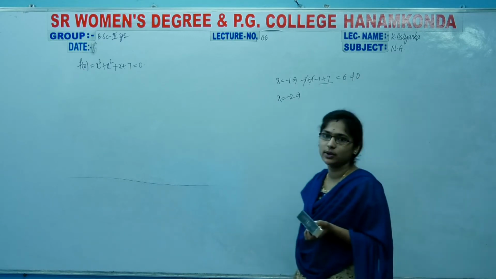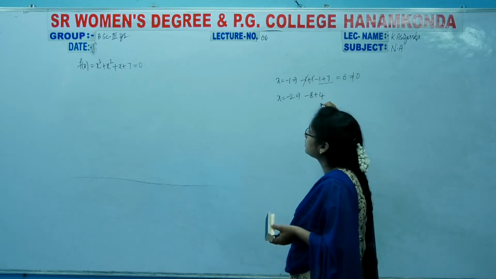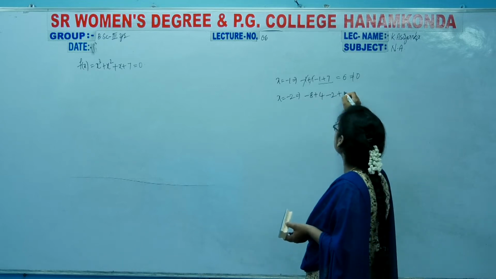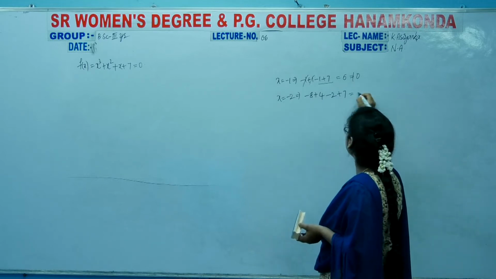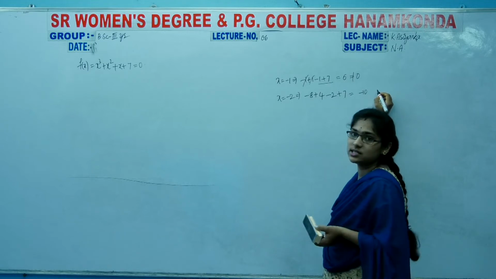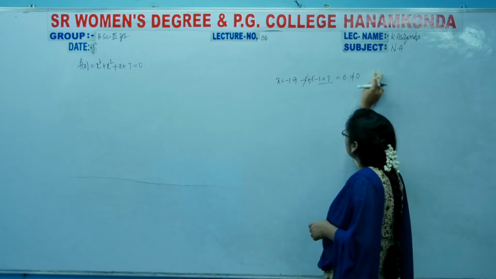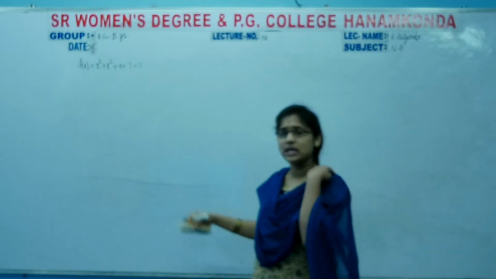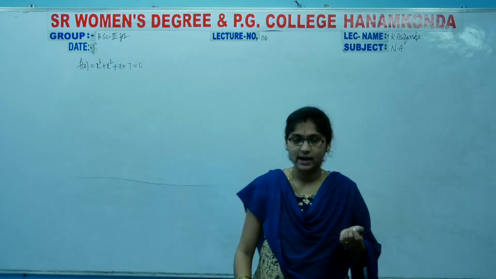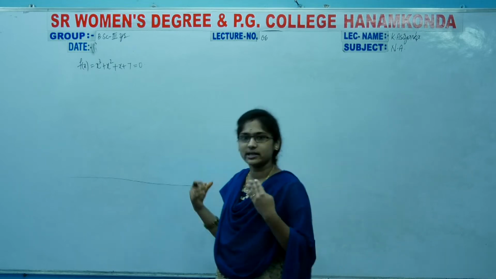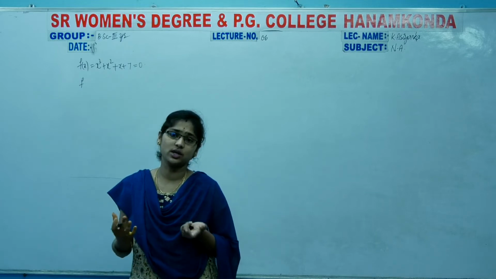Now I am taking x equal to minus 2. Then what we get: minus 8 plus 4 minus 2 plus 7. Now here minus 8 minus 2 is minus 10, next plus 11. So like this we will calculate. In a previous concept we used that one, but here what do we have to do? We have to substitute the values, simply like x equal to 1, 2, 3, 4 and so on.